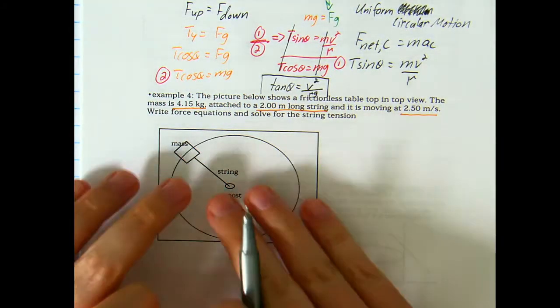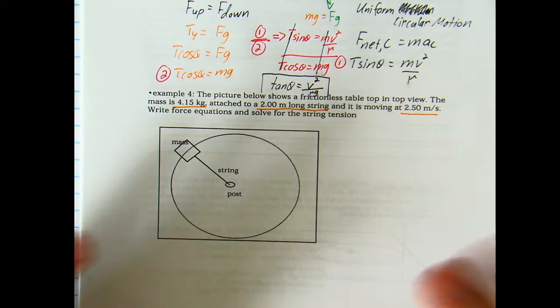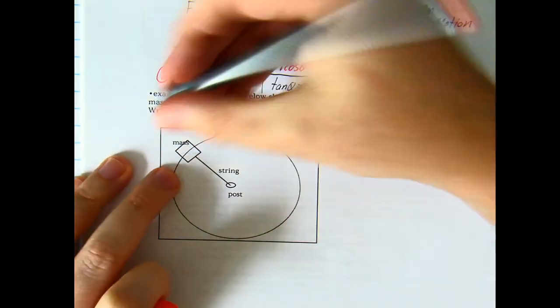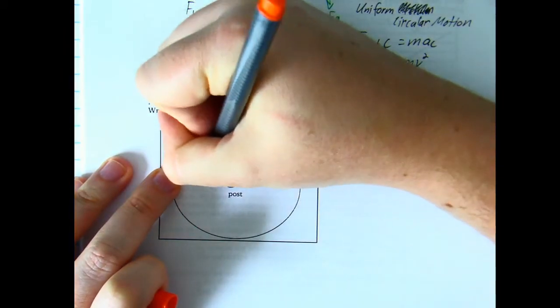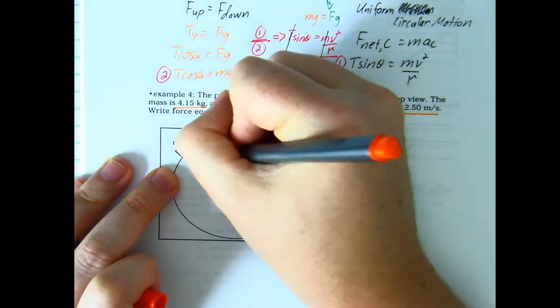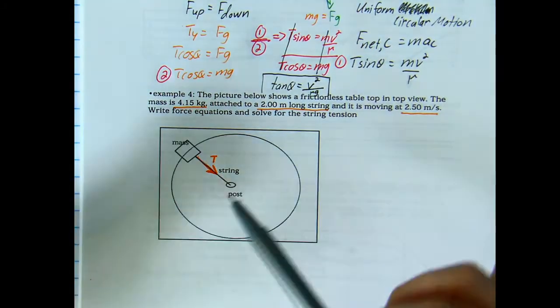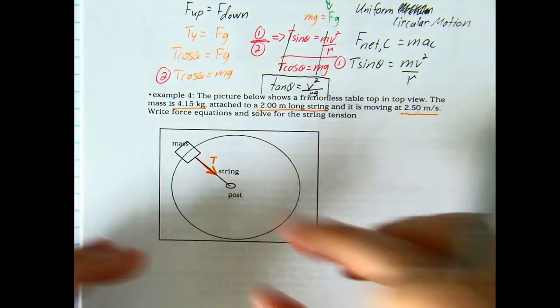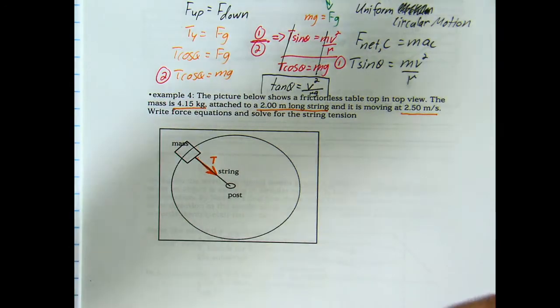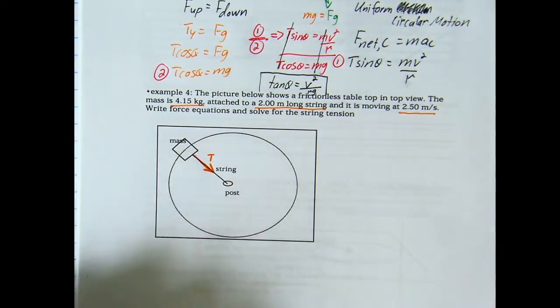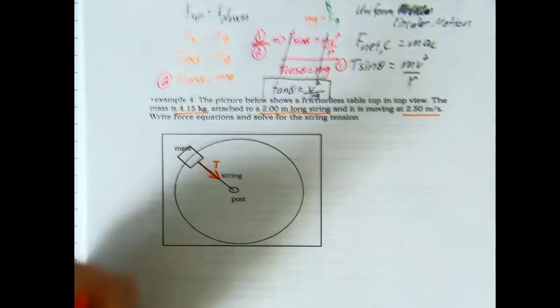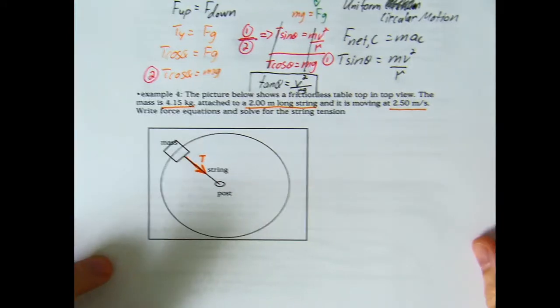First we're going to free body diagram this thing. Because this is a string, this is tension. And this object's in circular motion, so that tension force is the inward force that's driving this guy in here. Gravity would be down into the table, and Fn would be straight up, so we can't draw them. We're not going to. It's okay.